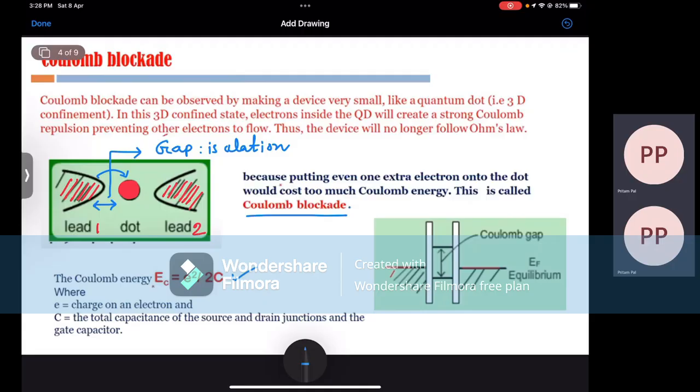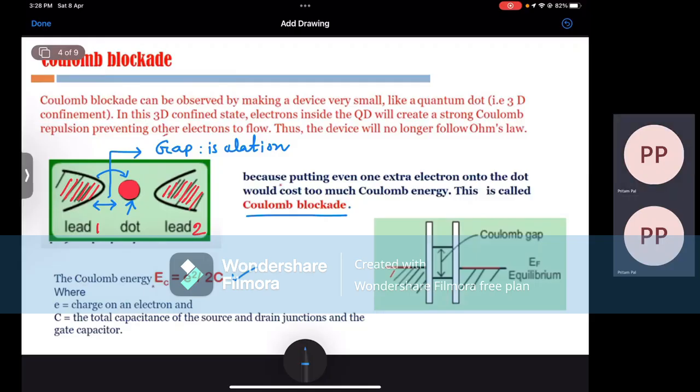So it means if you want to add an extra electron to this dot, that will cost a huge amount of energy. You need an excess amount of energy, right?